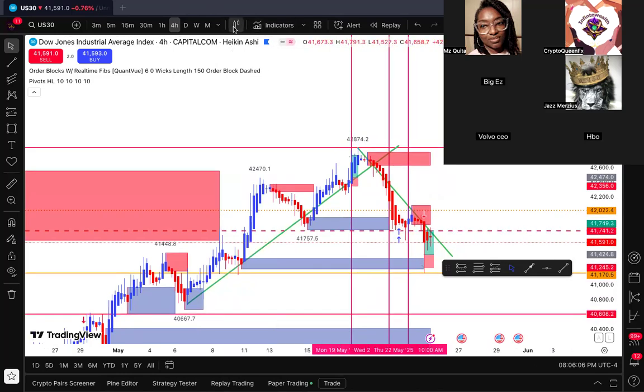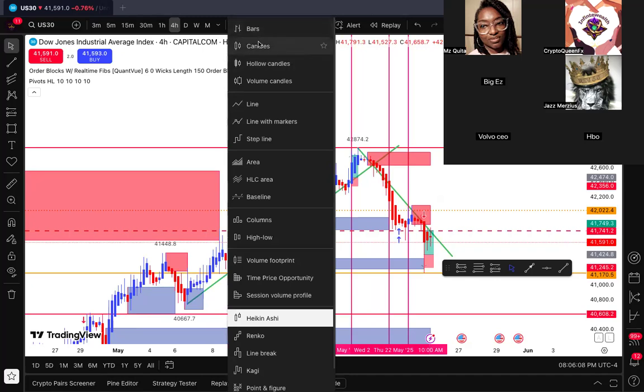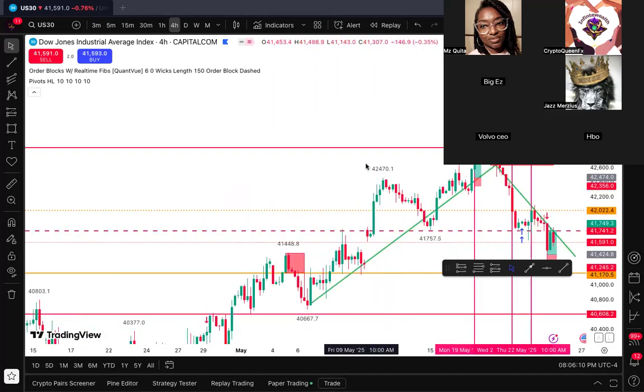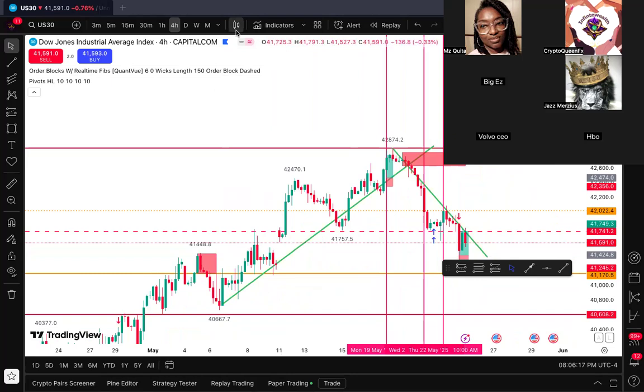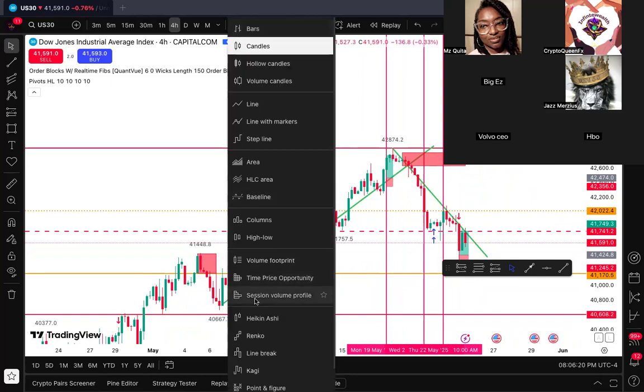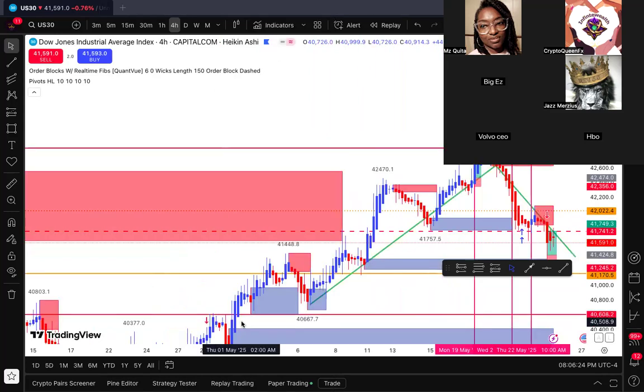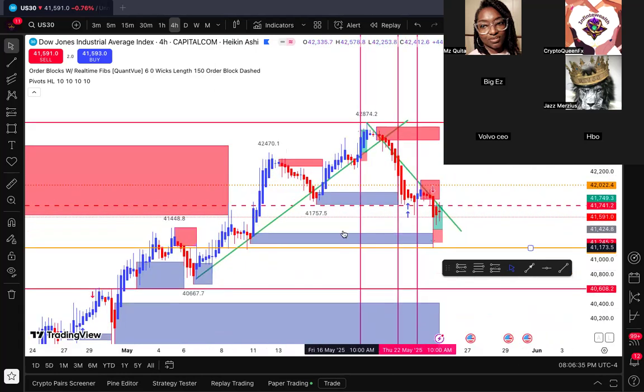With Heikin-Ashi, you're able to see more order blocks than you do with traditional candles. Look, you only see one or two order blocks here, as opposed to when you switch to Heikin-Ashi. When you switch to Heikin-Ashi, you actually see the other order blocks, the bullish order blocks, which are these blue ones here. You didn't see those on the other one.